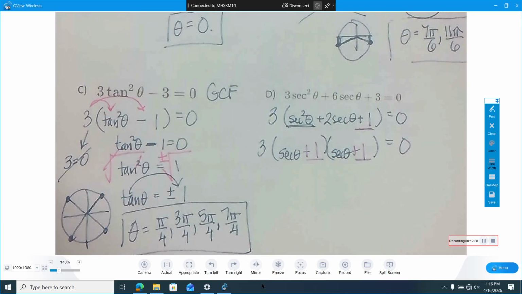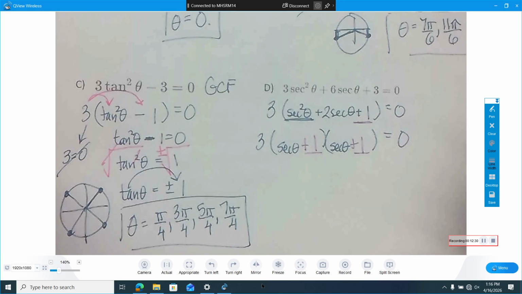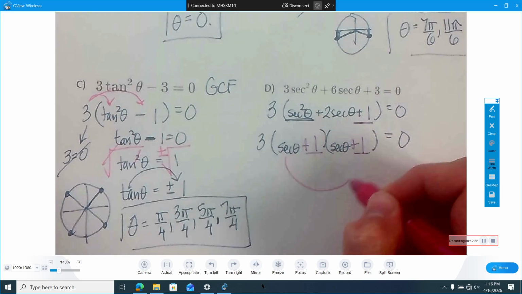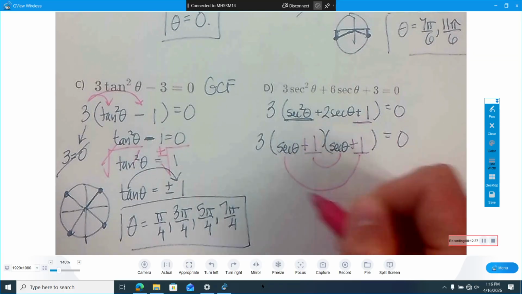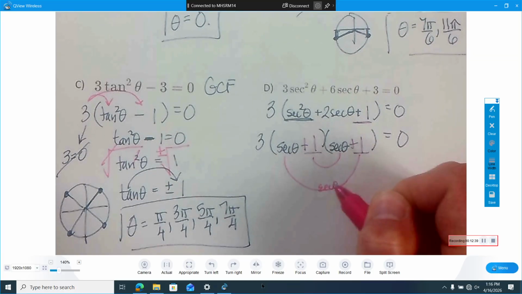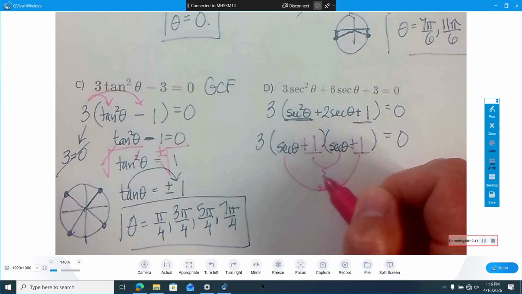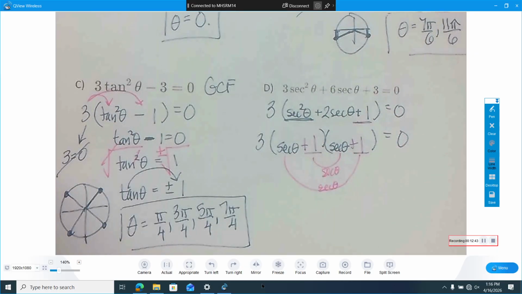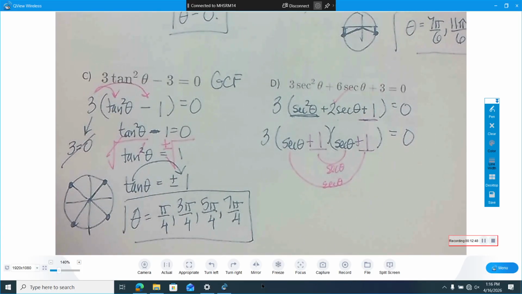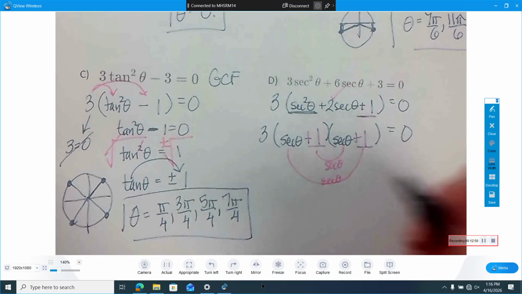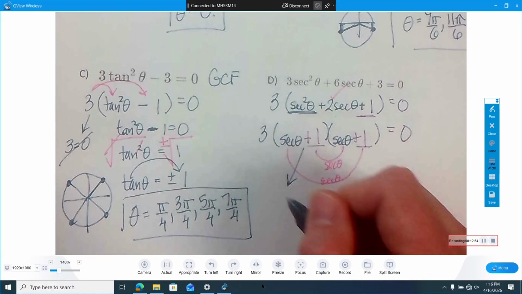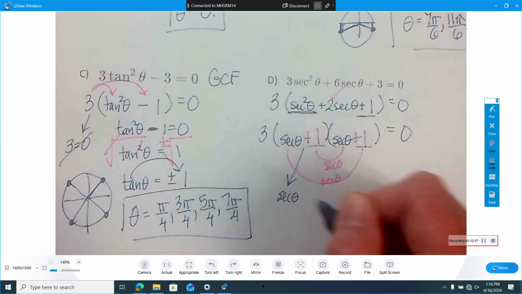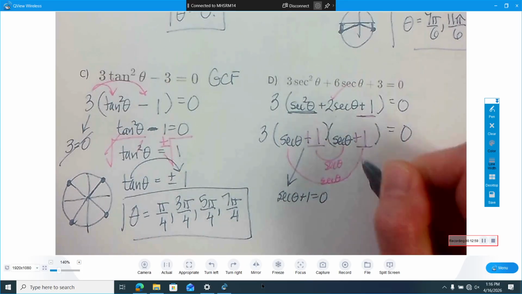How do I know if I did that right? Do the little smile, check the grin. Yeah, so on the outside we have secant of theta times 1, and then just secant of theta. Secant and secant give me 2. So we got our middle term. We did it right. Okie dokie. And then what do we need to do? Set it equal to 0. Do I care about the 3? No. So we set each bubble secant of theta plus 1 equal to 0.